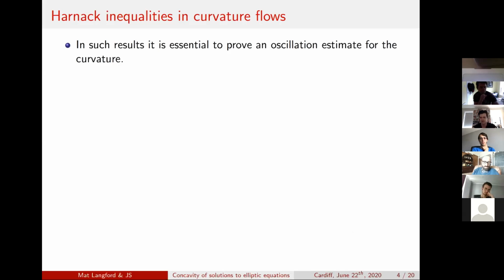How do you prove such things? As you could imagine from this animation, you need some control on the maximum and the minimum of the curvature during the flow. Some principal curvatures could be negative initially, and some will be positive in the closed case, and somehow you have to show that they approach each other, because a sphere has perfectly equal principal curvatures. So you need control on how the curvatures behave during the flow. The first step is usually an oscillation estimate for the mean curvature, or for the curvature of the flow.